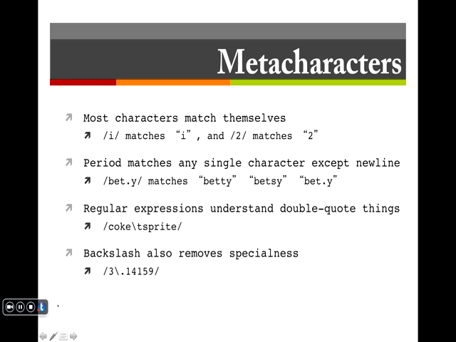So here, for example, I want the dot to be interpreted as a dot and not as a single character as before. So here it's exactly going to match any string that has 3.14159. Clear?